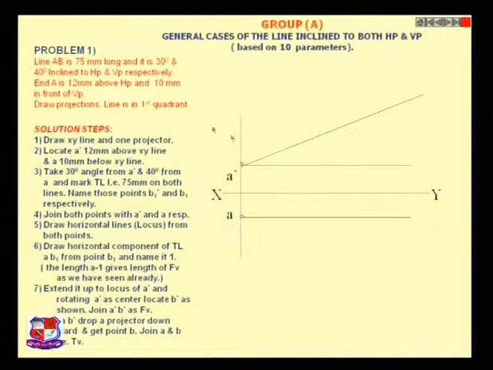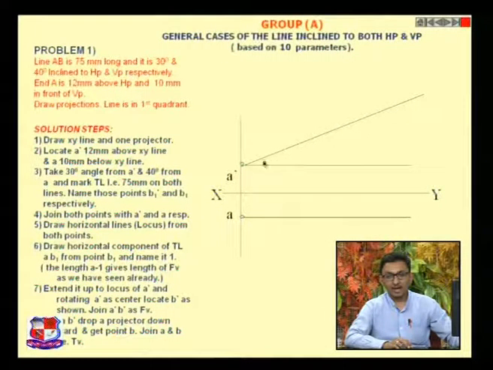Now what I have done, in the given data I have been given that the angle with HP is 30 degrees and the true length is 75 mm. So I have put my protractor over here, marked a point at 30 degrees and drawn a line of 75 mm in length. This is our true length. The angle we have taken is 30 degrees, as you can see over here. We can call it B1 dash.